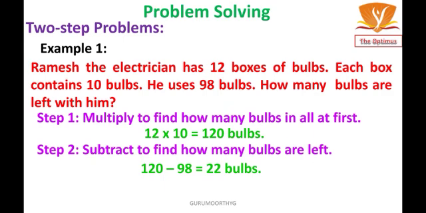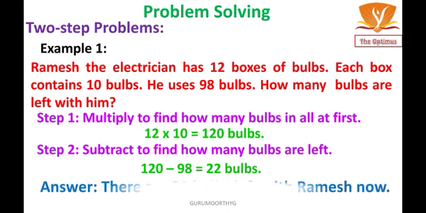Dear kids, we know how to subtract. First you are going to subtract ones place, after that tens place, after that hundreds place. Some important notes: regroup wherever required. Yes, 120 minus 98 equal to 22 bulbs. Answer: there are 22 bulbs left with Ramesh now.